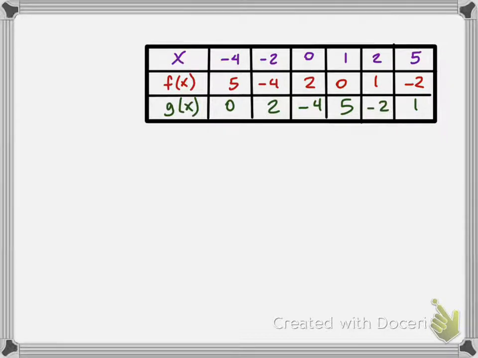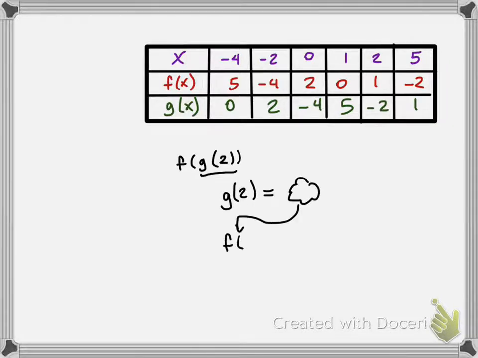So for instance, one of your problems might have been, let's say you had f of g of 2. This is a composite, but we're not going to use an actual equation, we're just going to use the table. Before, what we said is you did the inside first, right? We would find our g of 2, and then whatever we get for that, we plug into our f. We're not plugging in f of 2, we're plugging in the output from our g of 2. So your output becomes your input.